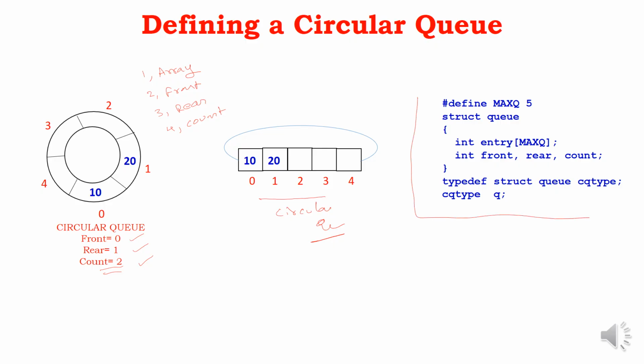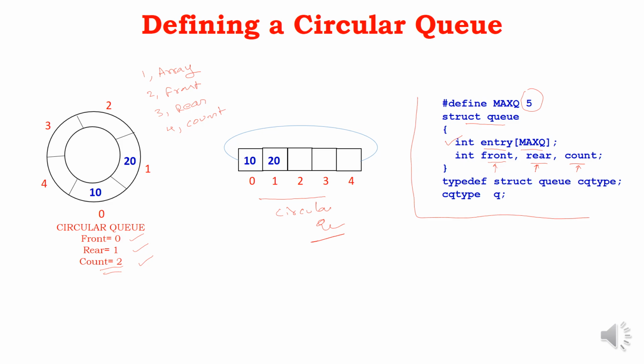See here, struct queue. It is a structure which has an array. Array name is entry. This array consists of MAXQ number of elements. In this example, we have taken a circular queue which can store 5 elements. So MAXQ is a constant having value 5. So entry[MAXQ] is the array which can store a maximum of 5 elements. Then we have front, rear, count. Front holds the position of the front element, rear holds the position of the last element, and count is the total number of elements.